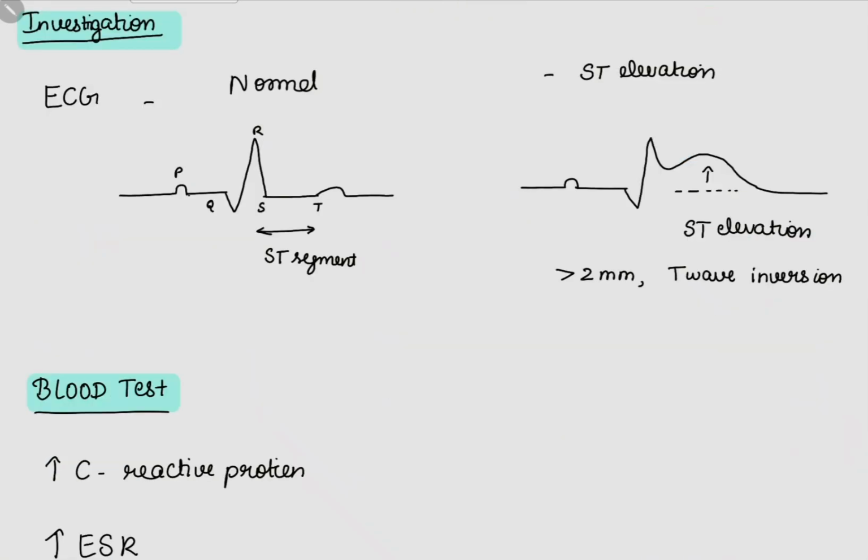Investigations. ECG: in a normal ECG, as you can see, there will be a P wave, QRS complex, T wave. In ST elevation, STEMI, we can see that the ST has elevated from the normal line. More than 2 mm of elevation is seen. There will be T wave inversion. Blood tests: C reactive protein, ESR.